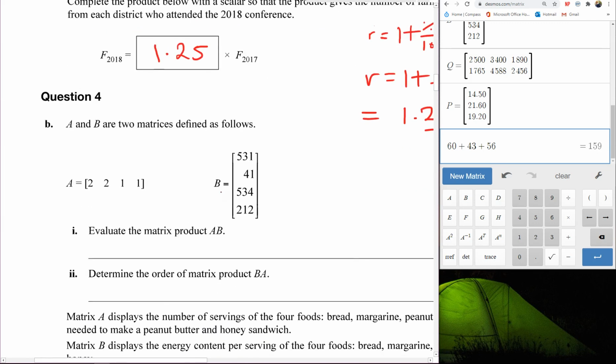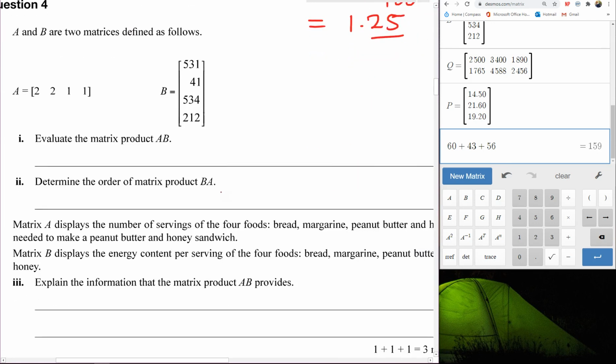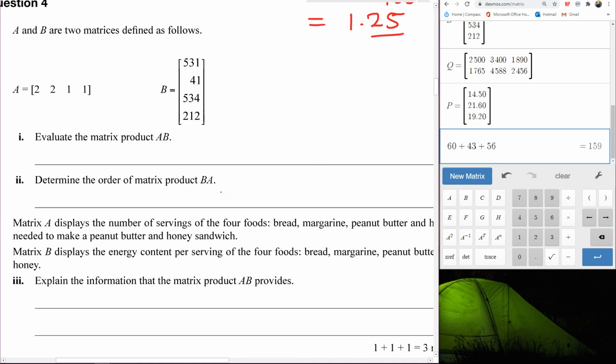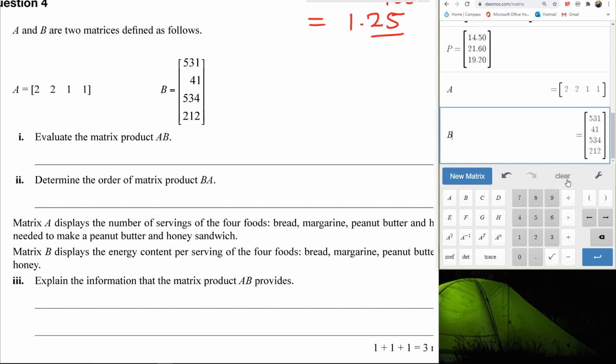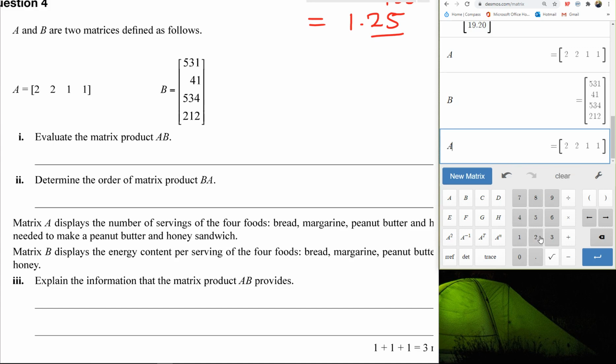Question 4. A and B are 2 matrices defined as below. So you've got A, which is a row matrix, and B is a column matrix. Here it says to evaluate the matrix product AB. When you see product, it just means multiply. So we're multiplying matrix A and matrix B together. I've already got my matrix A here, and this is my matrix B. So it's A times B, and that equals 1890.